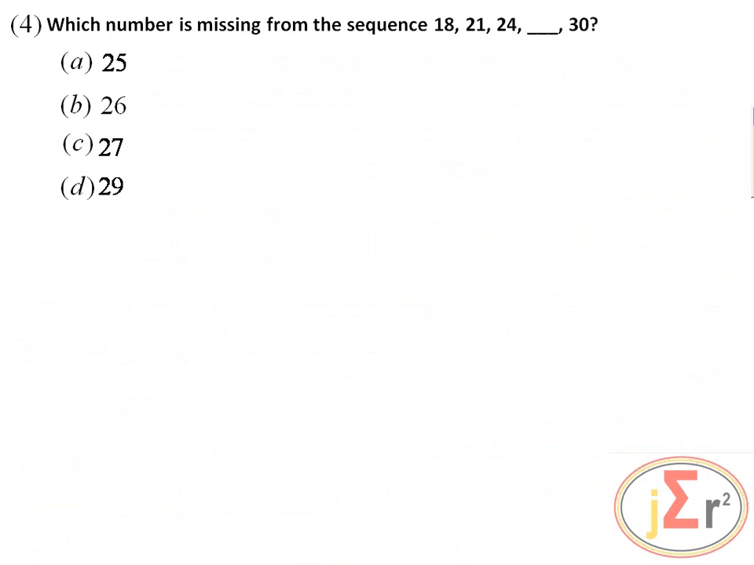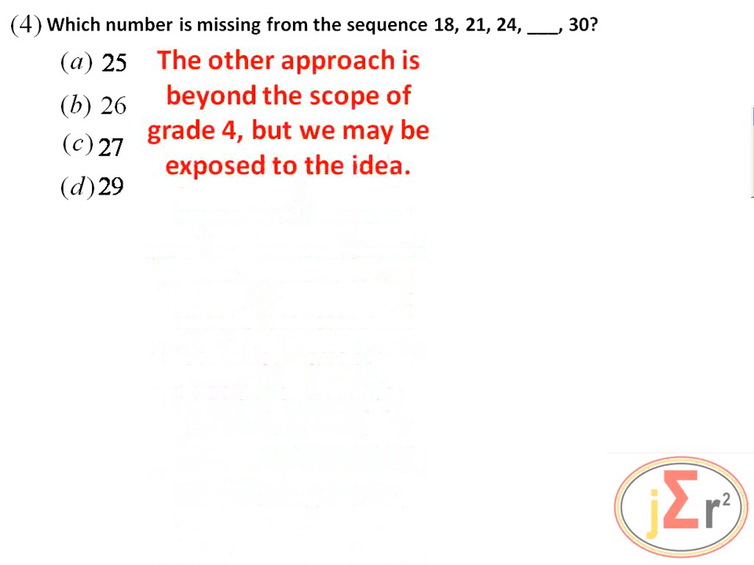The same problem. What we just did is that we used the fact that in a sequence, consecutive terms are related to each other. Now, we will use another property of sequence, which is that terms in a sequence are related to the set of counting numbers or the set of natural numbers. The other approach is beyond the scope of grade 4, but we may be exposed to the idea.